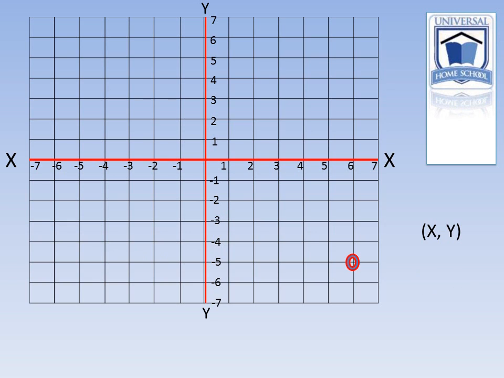Now here's one for you to try. What are the coordinates of this red circle? Pause this video and work it out. Okay, now did you get 6 for your x value? Because if we go up here, it would hit 6 on the x-axis. Okay, and it would hit -5 on the y-axis. Okay, so the answer would be 6 and -5.